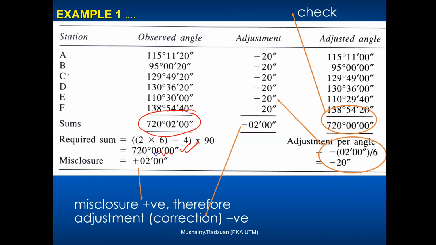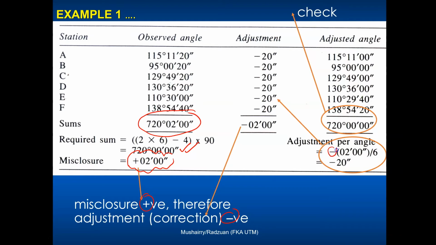That means we have an error of plus 2 minutes. We are 2 minutes extra, 2 minutes too much. Now what do we have to do then? We have to do a correction or adjustment. Because our error is positive, the correction will be negative.